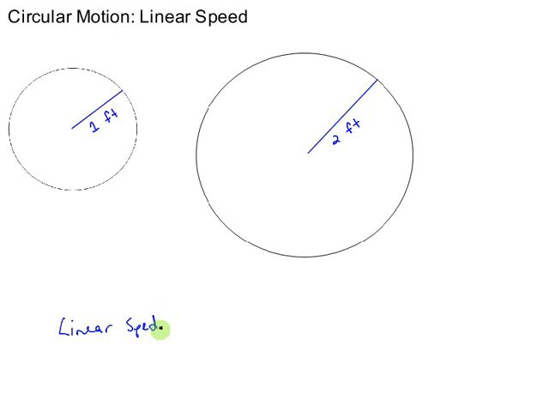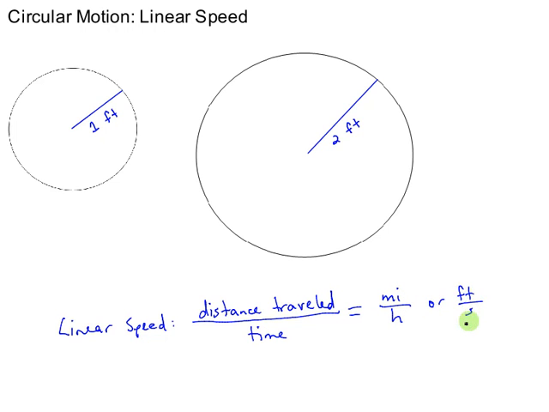Linear speed is distance traveled per unit of time. So something like miles per hour or feet per second, any distance per unit of time is a linear speed. So if we use our two circles up here of different radii, the second circle is twice as big as the first circle.